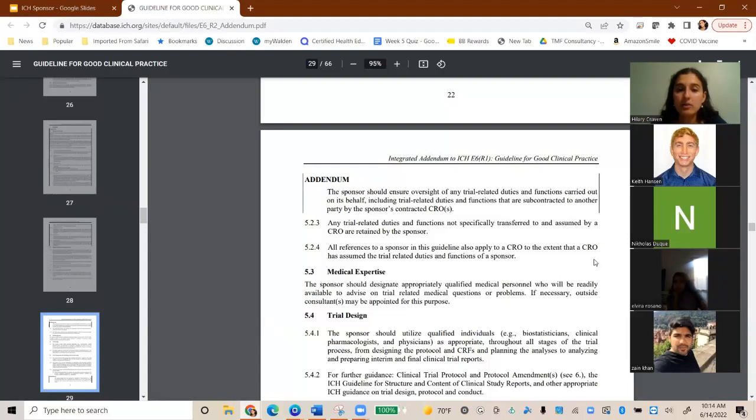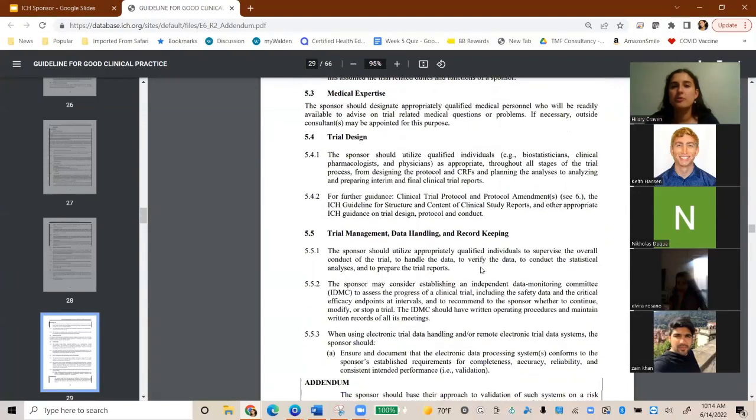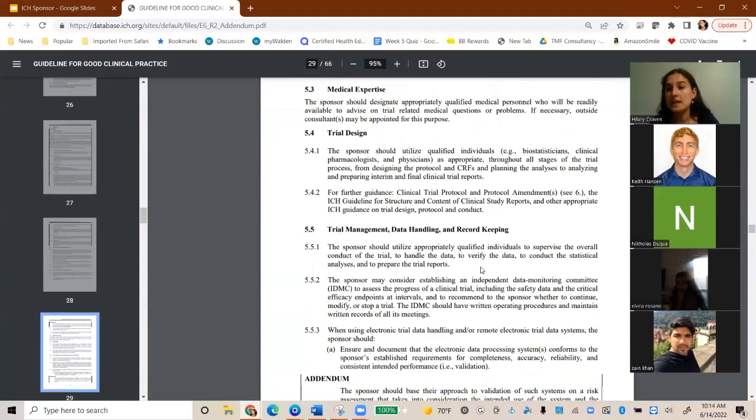And then medical expertise. The sponsor should designate appropriately qualified medical professionals. So basically they're saying that they can hire other people or they can have people on their team, but you need to make sure that you're running a clinical trial that's regarding patients and safety. You need to have medical professionals involved, right? It can't just be a whole bunch of business people or data scientists. It needs to actually have some qualified medical people to make important medical decisions.